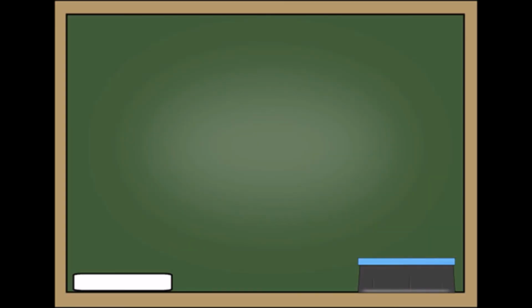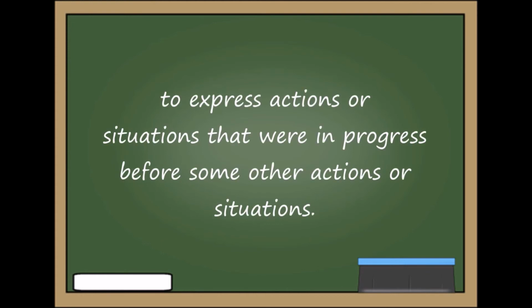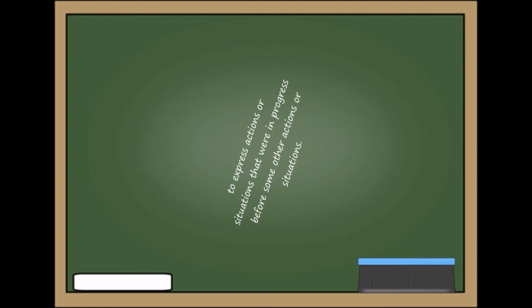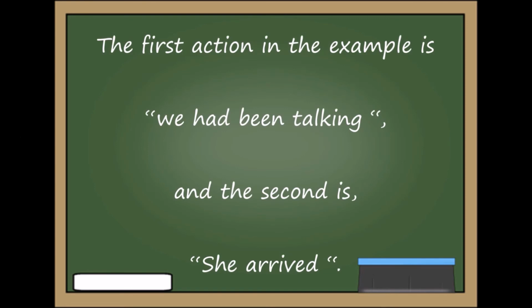There are four uses of the past perfect progressive tense. The first is the duration of a past action. The main use of the past perfect progressive is to express actions or situations that were in progress before some other actions or situations. For example, we had been talking for over an hour before she arrived. The first action in the example is we had been talking, and the second is she arrived.